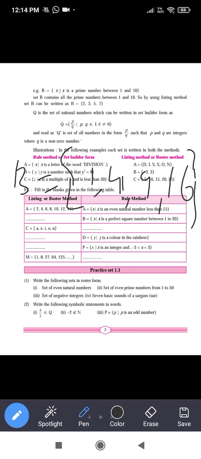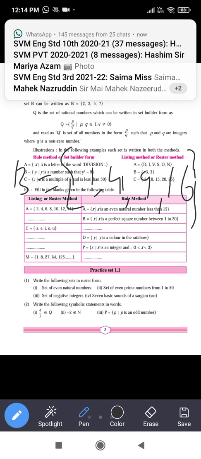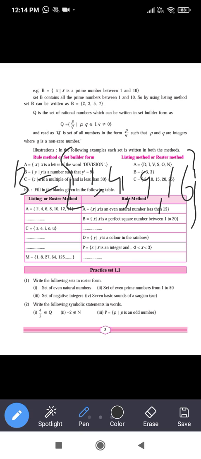Now see the third, listing or roster method is given. Now we have to convert it into the rule method. Now see the set C. Set C contains the elements A, E, I, O, U. And what is specific about the letters A, E, I, O, U in the English alphabet? These 5 letters are called vowels and the remaining are called consonants.